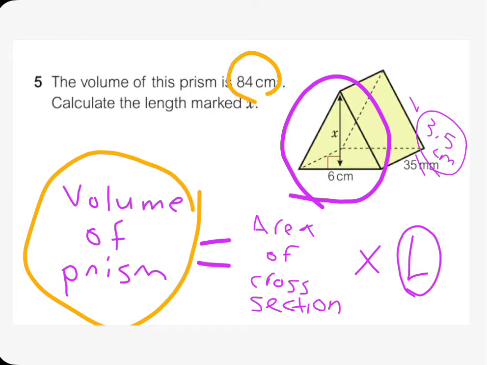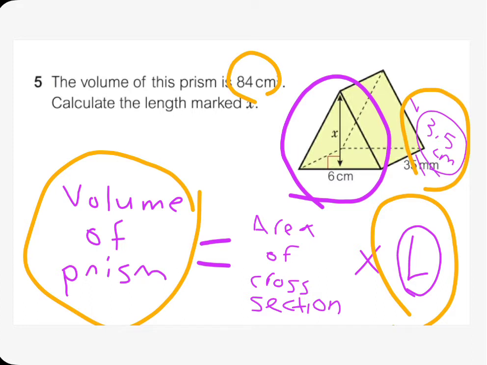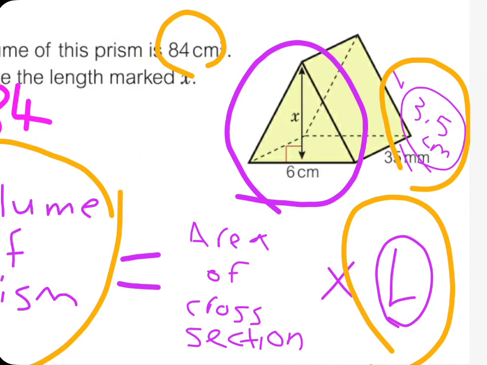And we know the length, which is 3.5 centimeters. So what are we going to do? We're going to divide the volume on the length using this formula. And how are we going to do this? We're going to say 84 here, because we know the length. This is 84. And this one is 3.5.